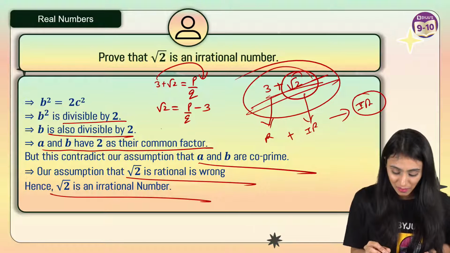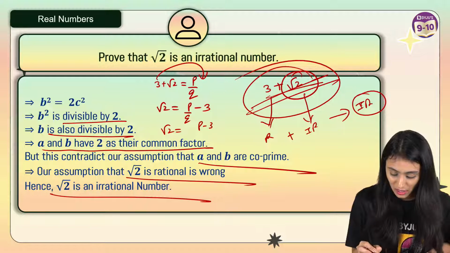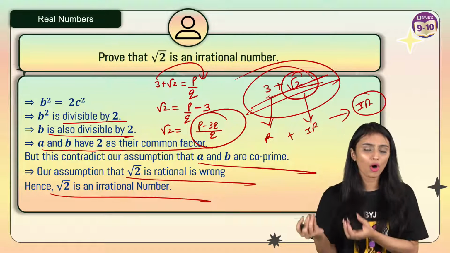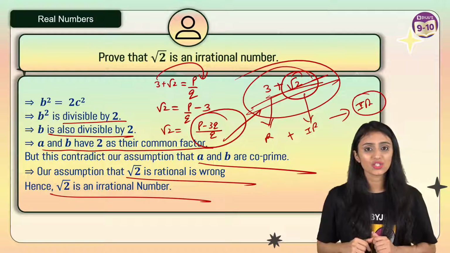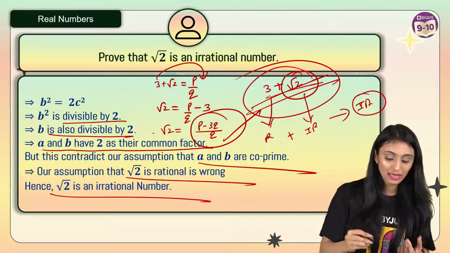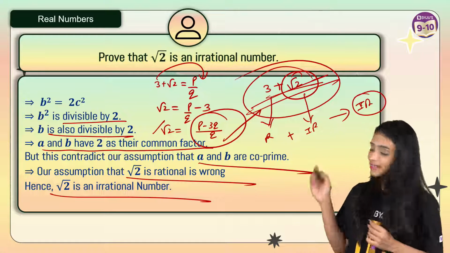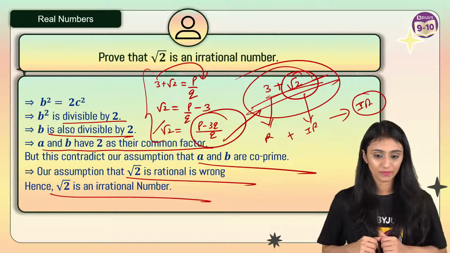You take LCM, simplify this, it's going to be (p minus 3q) by q. Then you would say that definitely if p, q and 3 all are rational, this will also be rational. And how is it possible that an irrational number is equal to a rational? Hence, this proves that this is irrational. This is a shorter way to do it.